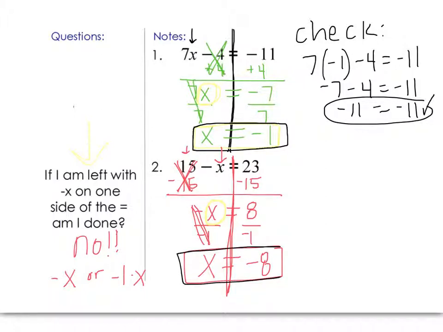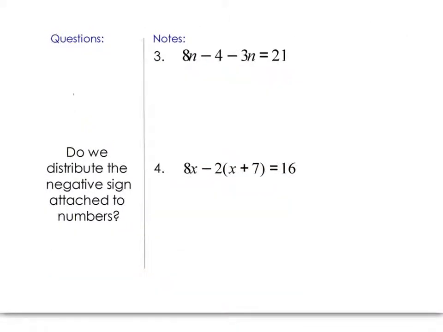And that's my final answer. Be careful. In this step, x was not alone yet. I had to divide by negative 1 to get x alone. Here we go.